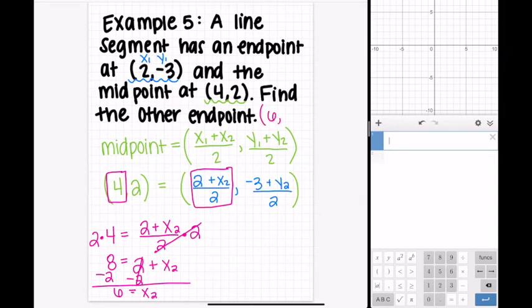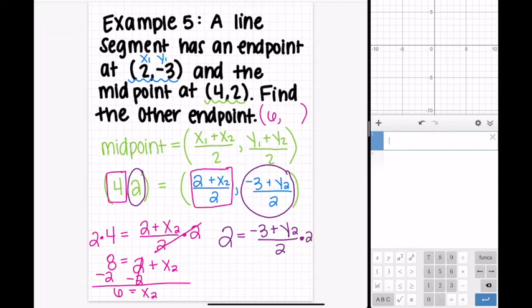So the other endpoint is 6 something. So now we've got to find the y. All right, so let's look at 2 is equal to negative 3 plus the second y value that we're looking for divided by 2. So again, get rid of that denominator. So 4 equals negative 3 plus our second y value. To get rid of the negative 3, add 3 on both sides. So 7 is our y2.